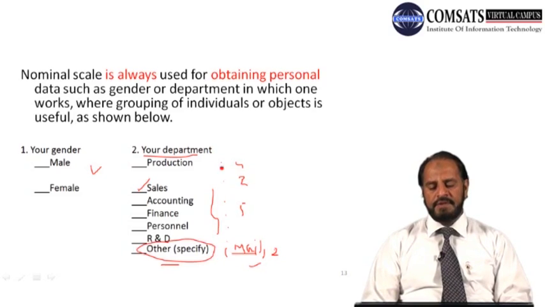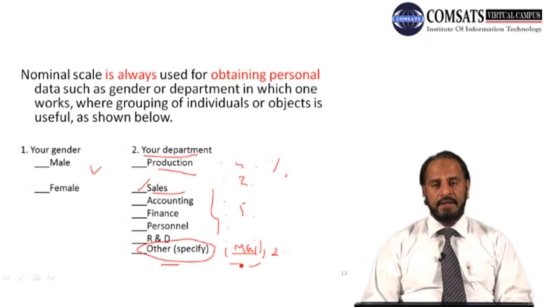So you can always have statistics on how many are in these different departments. You can find out the percentages, how many belong to production, how many belong to sales, and so forth, and how many in the mail department. So basically, this is generally used for getting personal information, and the objective is to find out the frequencies and percentages of the people who belong to certain categories defined in the questions you have formulated or the scale you have defined.